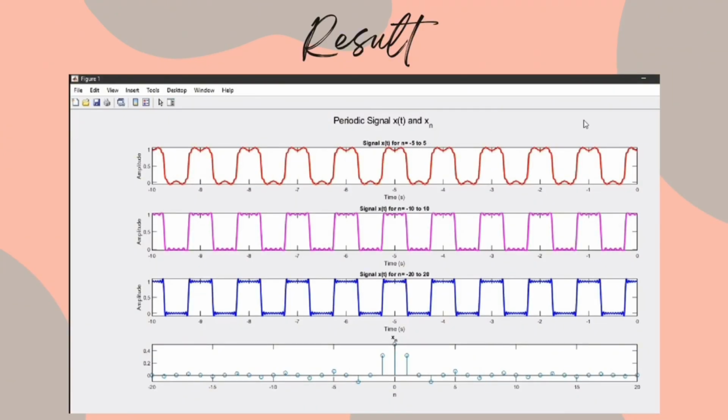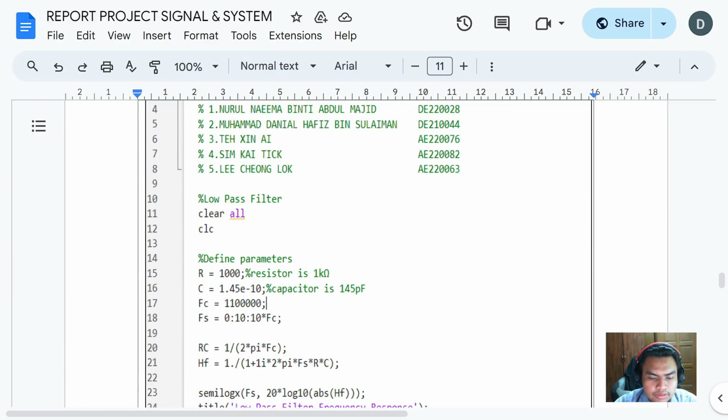This is the result we produce. I ran the coding first because the result may be delayed. So this is the result that appears as we have mentioned in the coding. This is the harmonic graph, and lastly the frequency domain graph. The above are the time domain graphs. That's all for me.